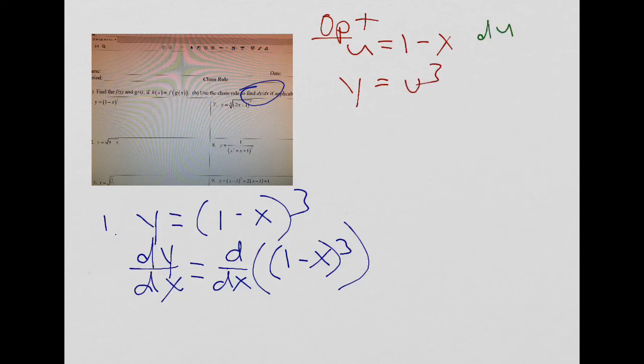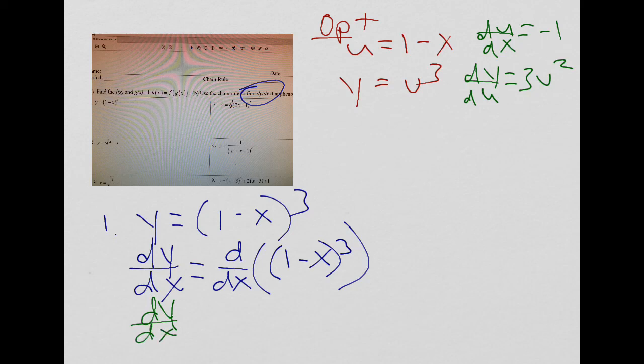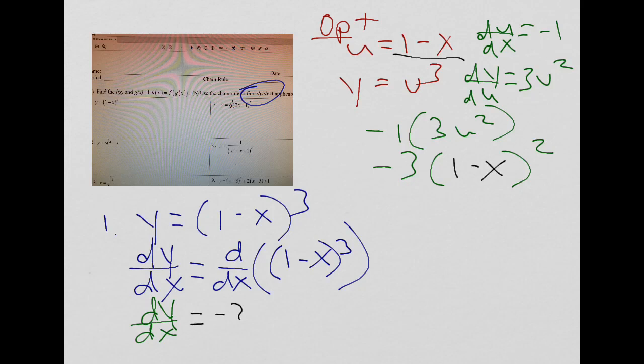So if I do du over dx, I'm getting negative 1. And if I do dy over du, I'm getting 3u squared. So if I multiply them together, okay, I should get dy over dx. So if I multiply this together, I don't exactly get dy over dx. I need it to be in terms of x, with respect to x. So I have to replace the u with 1 minus x, and that is my final answer. And this was option 1.